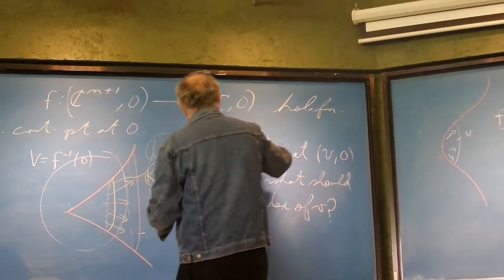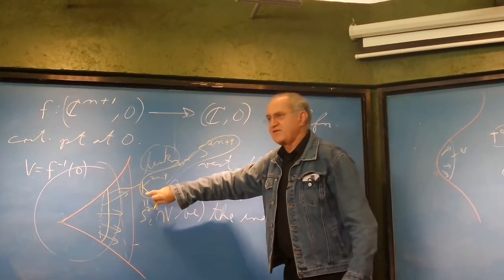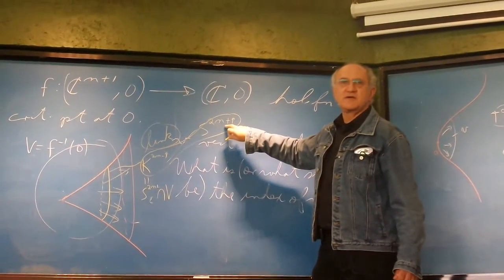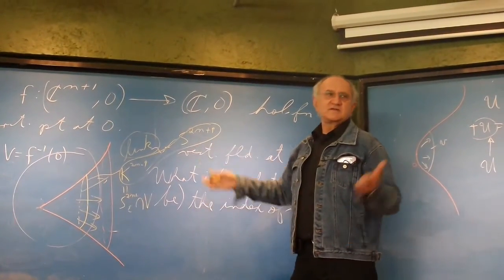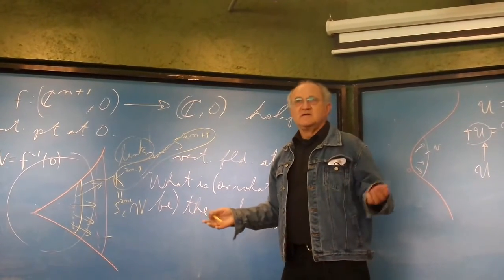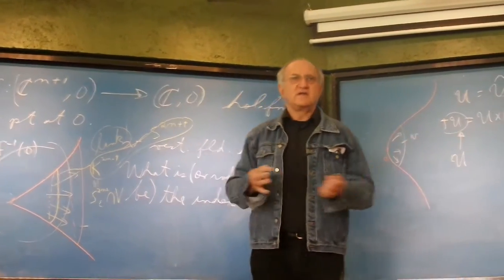But this has too much dimension. Every map from a low-dimensional manifold into the sphere is null homotopic. So your index will always be zero, and it's not very interesting. So you have to do something. What do you do? Okay, there's not a unique answer.